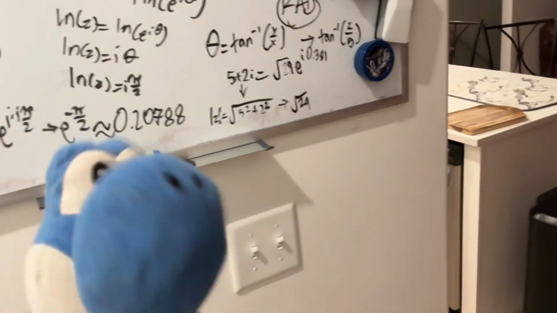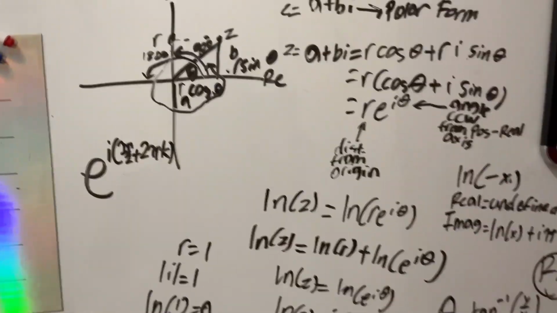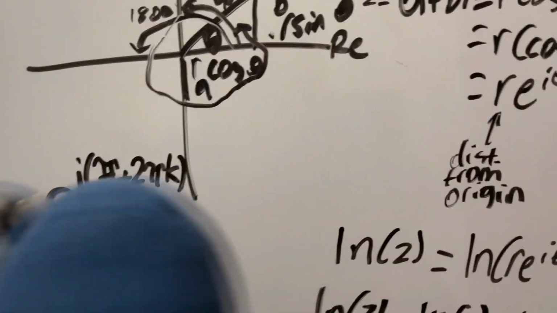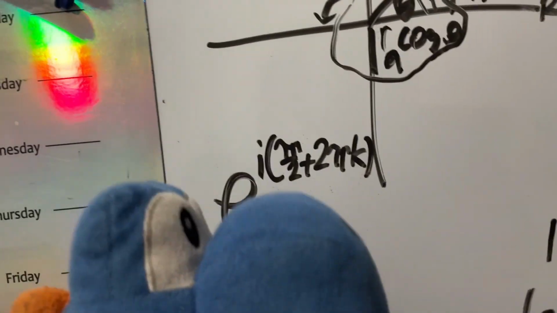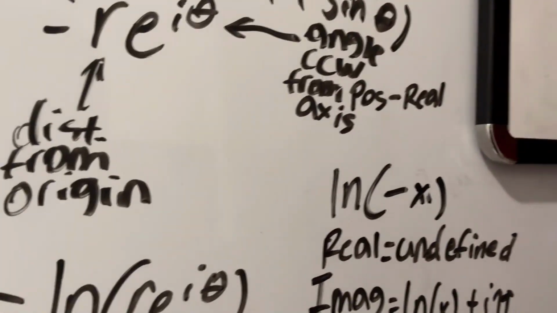That's a real number. Of course, this is the principal value because, look, even though we have 90 degrees, we can actually rotate around and end up in the same place. So we can add another 2 pi, just like we said. So e to the power of i times pi over 2 plus 2 pi k, k being just an integer.